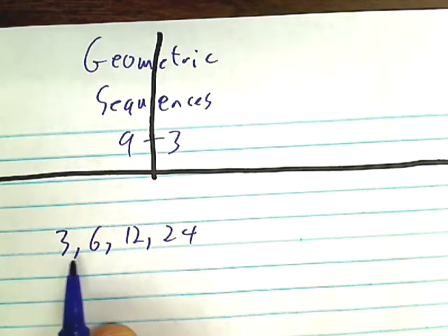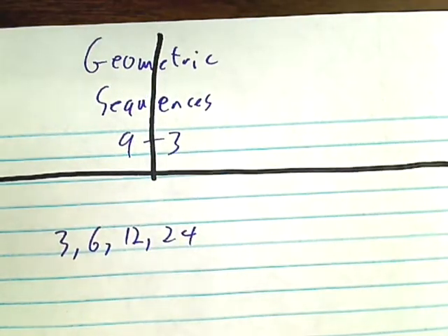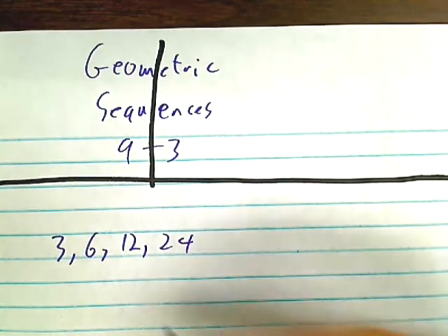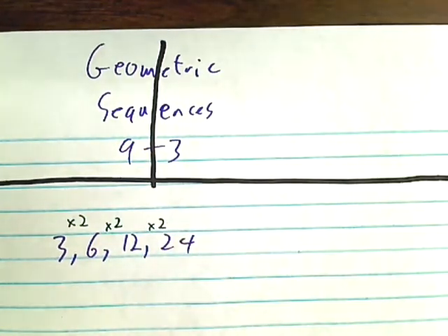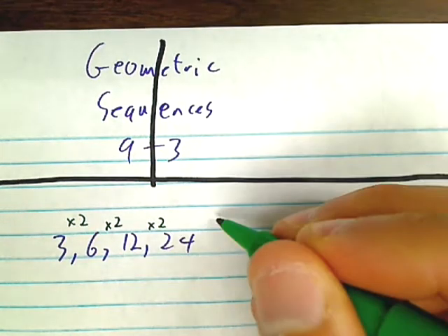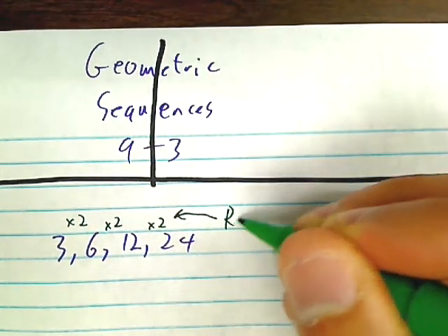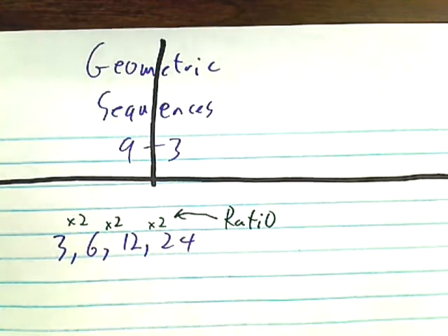And this is geometric because I'm multiplying by 2 each time. Let me do that in a different color. How about that? So times 2, times 2, times 2. Okay? This same number each time we call the ratio. That is the ratio between each two numbers.